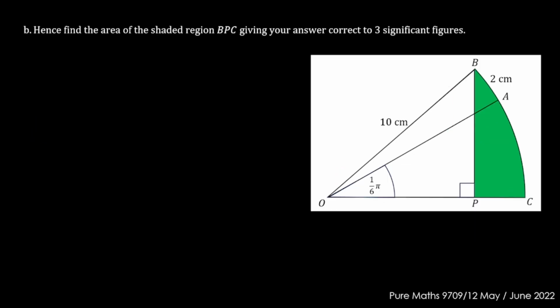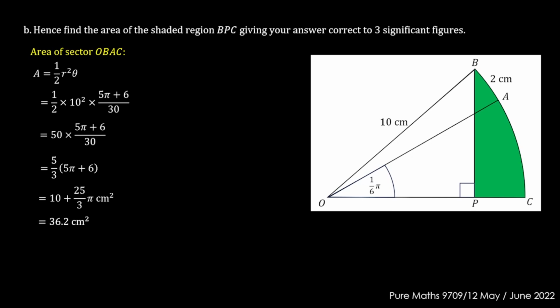Now we will find the area of the shaded region BPC, giving your answer correct to 3 significant figures. The first thing to do is find the area of sector OBAC. That is this complete sector here.